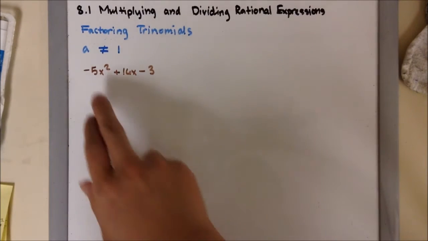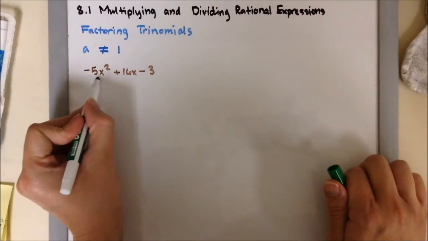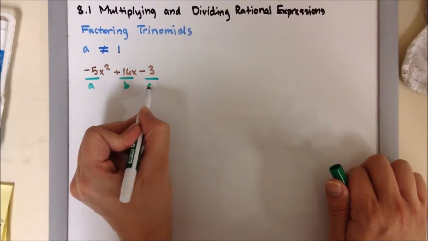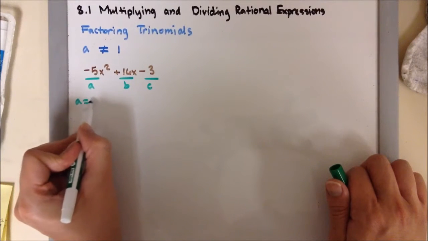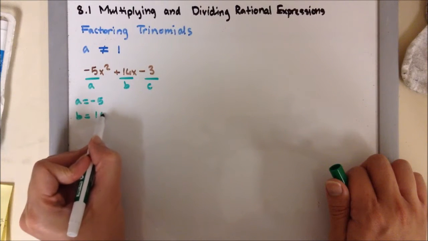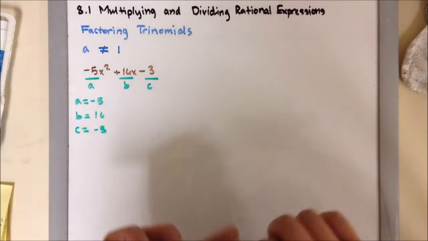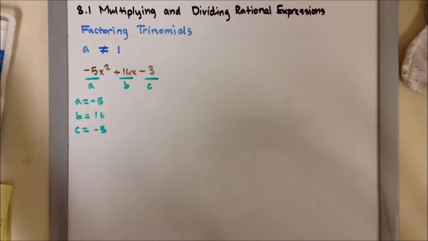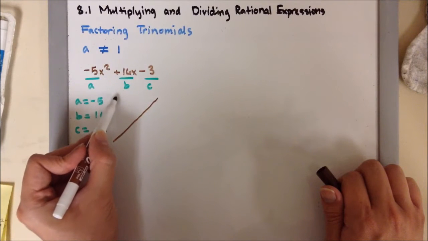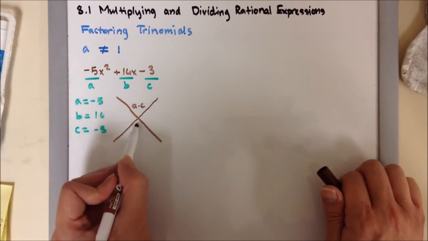In this example, I have negative 5x squared plus 16x minus 3. So let's identify our ABC. A is negative 5, B is positive 16, and C is negative 3. So let's set up our x table, where on the top is A times C and the bottom is B.